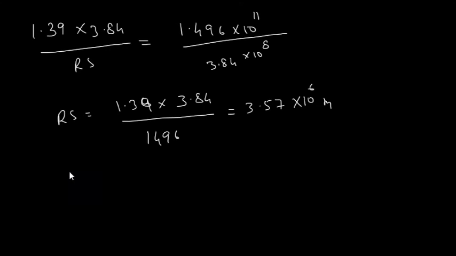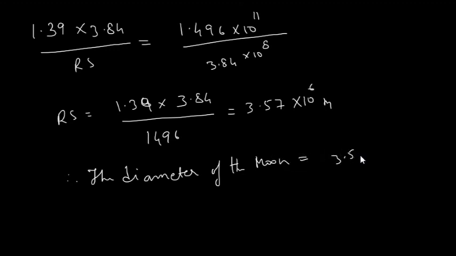Therefore, the diameter of the moon is equal to 3.57 × 10^6 meter. Now let us see the next question.